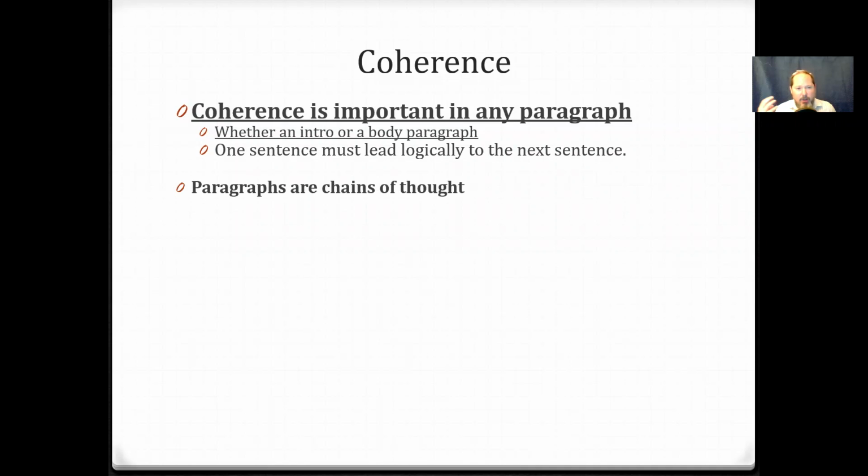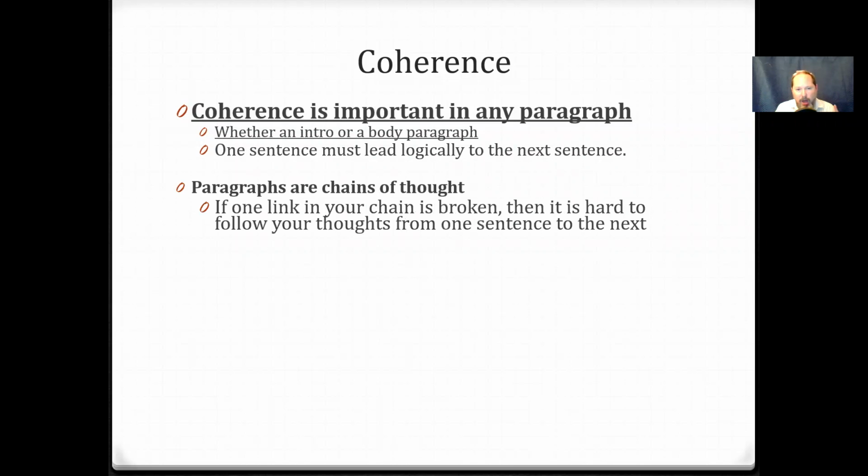So I like to call paragraphs chains of thought, right? How do chains work? One link connects to the next link, right? So if one link in your chain is broken, so if one sentence is not clearly connecting to the next sentence, then the whole thing falls apart. The chain doesn't hold together.